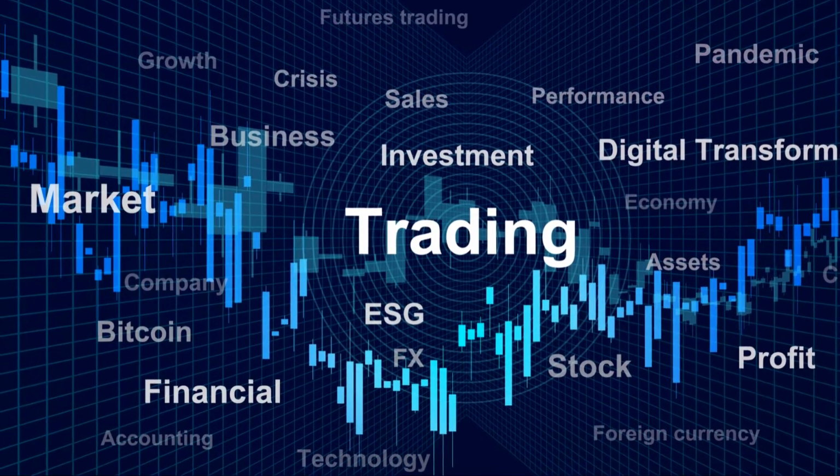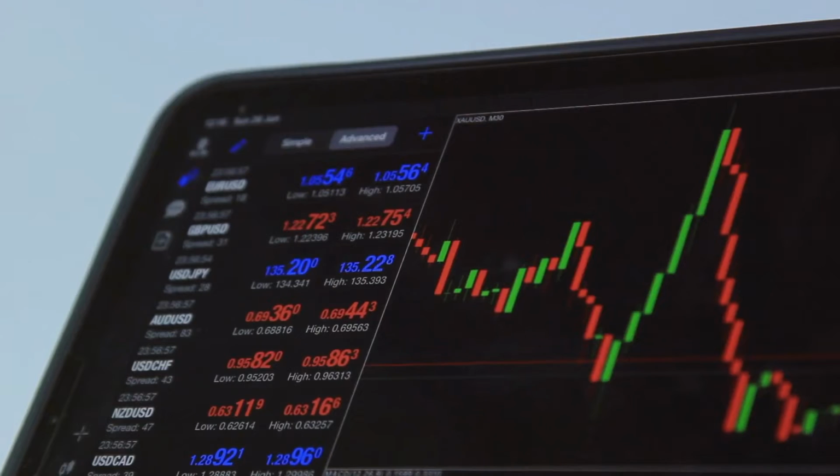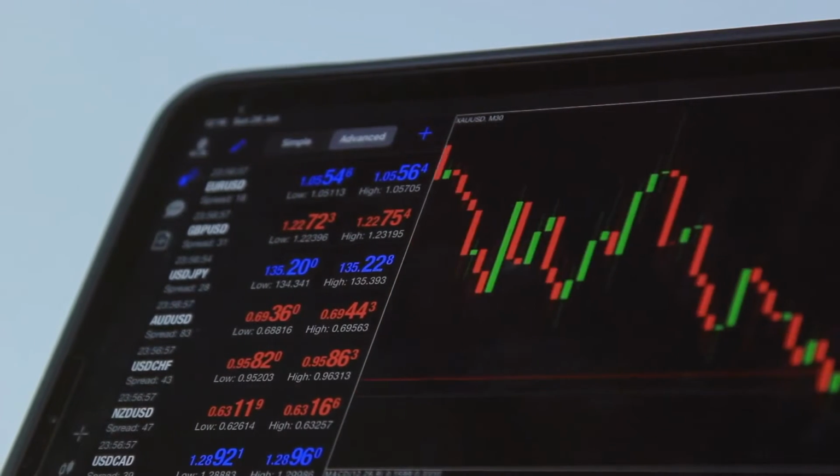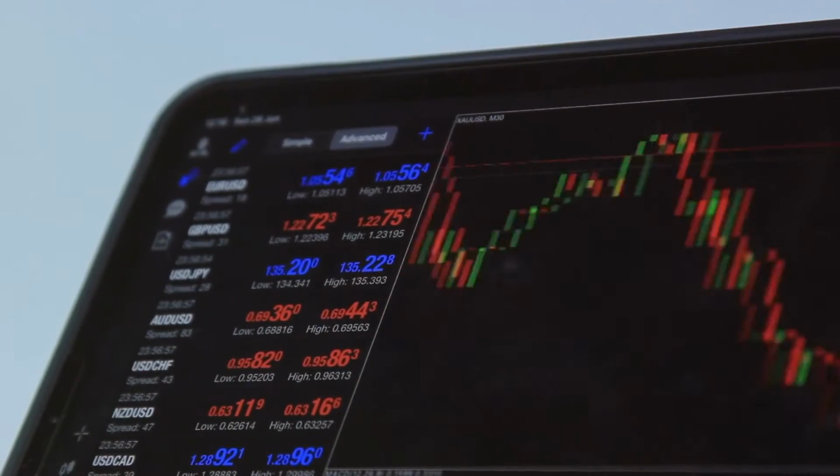This method can be exciting as you're riding the wave from the very start. However, it does come with its risks. Sometimes what appears to be a breakout might just be a false alarm, and the price could reverse its course.